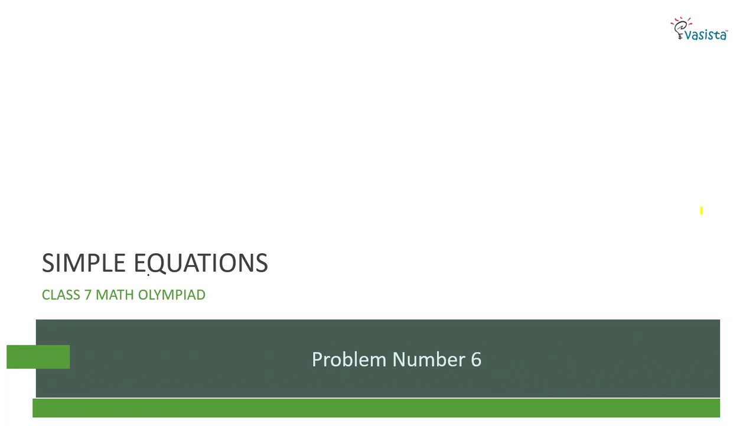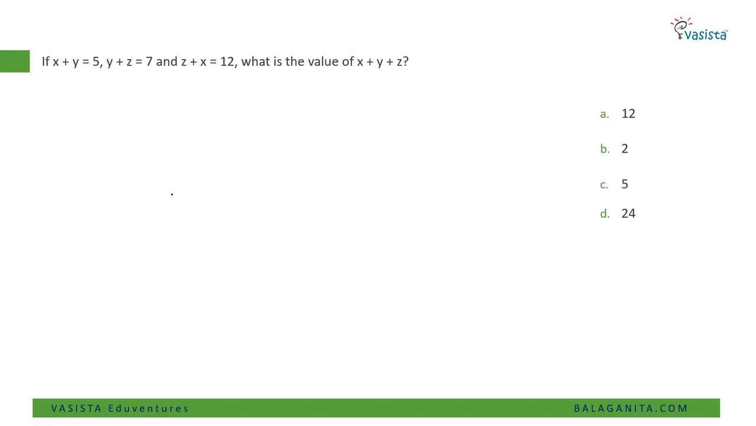Fine, let us start working on the problems based on simple equation. This is problem number 6, right? Let us check out here. If x plus y is equal to 5, y plus z is equal to 7 and z plus x is equal to 12, what is the value of x plus y plus z? So we need to find the sum of x, y, z.